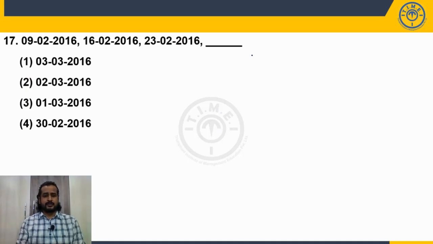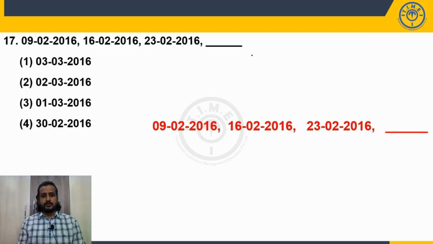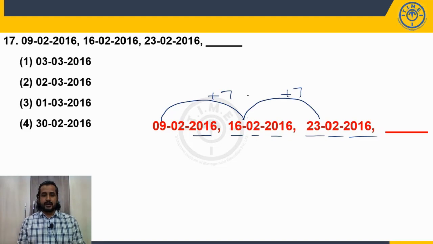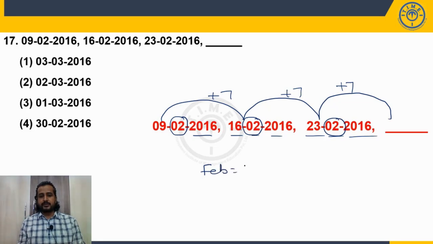Now it seems like a calendar-based question. 9/2/2016, 16/2/2016, 23/2/2016. How many days are there from here to here? 7 days. From here to here? 7 more days. 9 plus 7 is 16, 16 plus 7 is 23. Most people will commit the mistake here. If it is 23 plus 7, you will feel that it is 30. But which month is given? February month. February consists of either 28 days or 29 days.